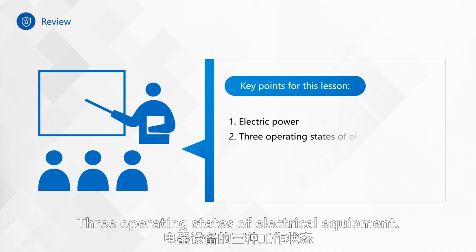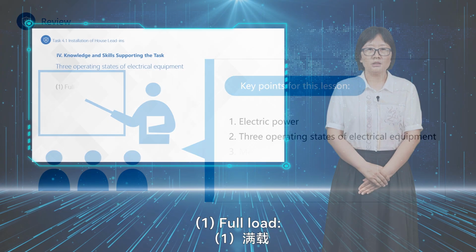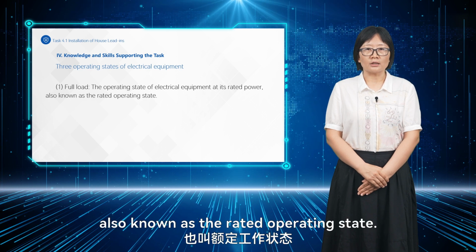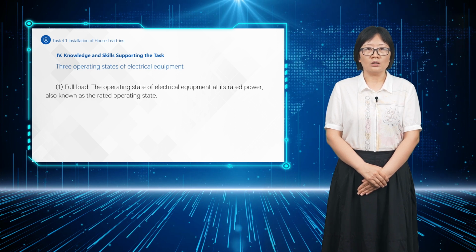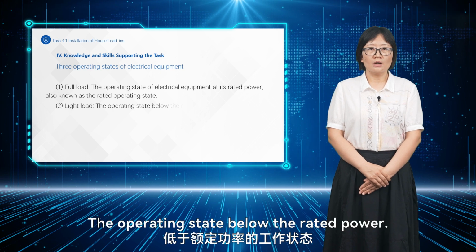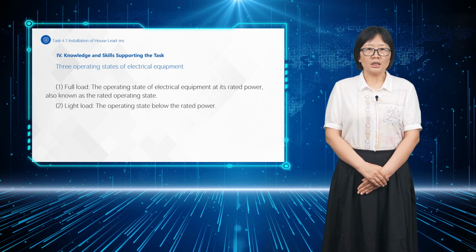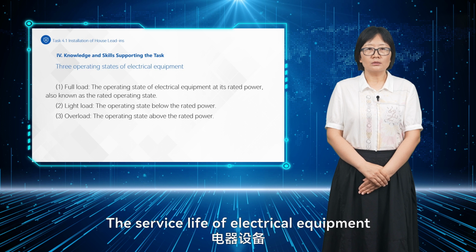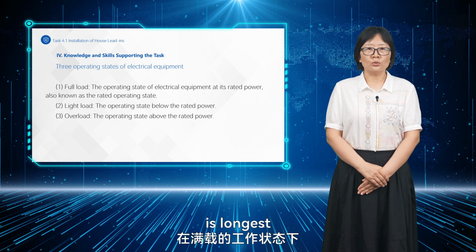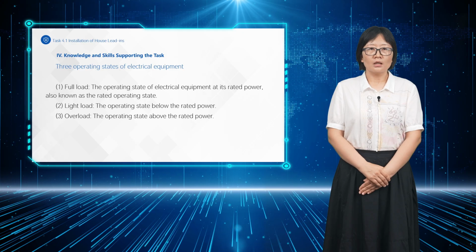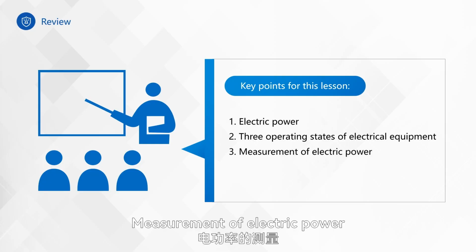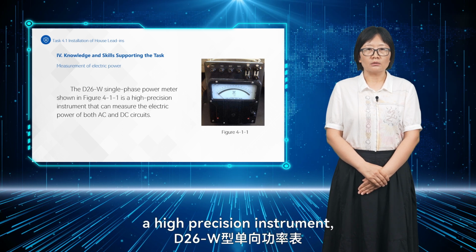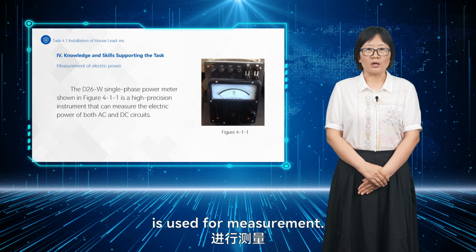3 operating states of electrical equipment. 1. Full load, the operating state of electrical equipment at its rated power, also known as the rated operating state. 2. Light load, the operating state below the rated power. 3. Overload, the operating state above the rated power. The service life of electrical equipment is longest when it is operating under full load. Measurement of electric power. Generally, the D26W single-phase power meter, a high-precision instrument, is used for measurement.